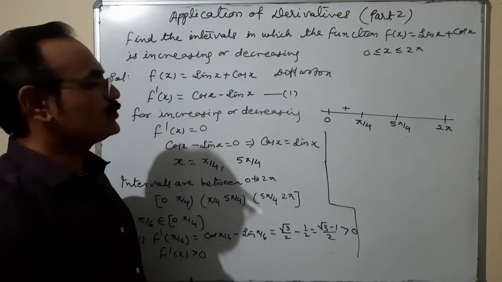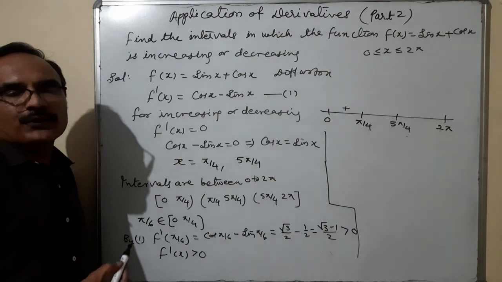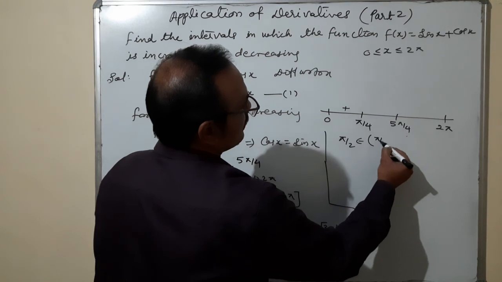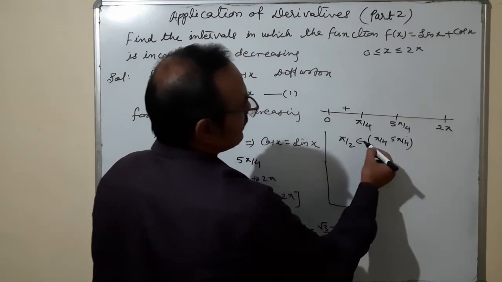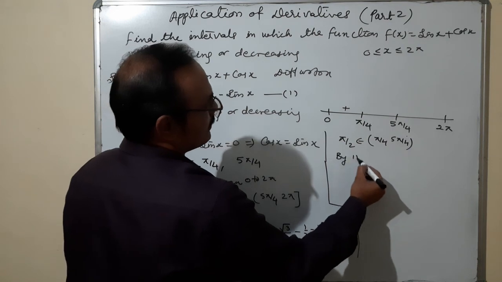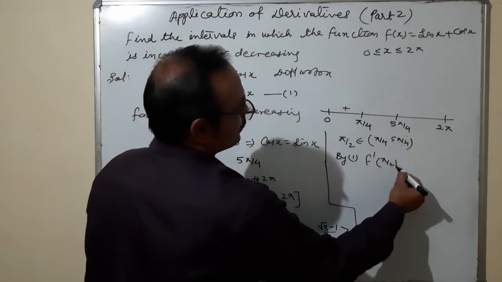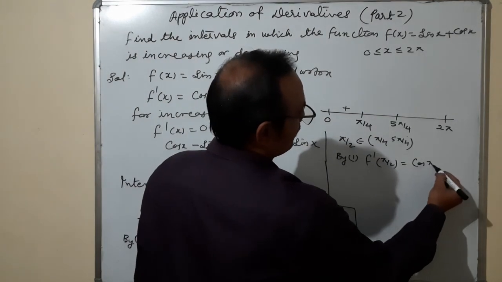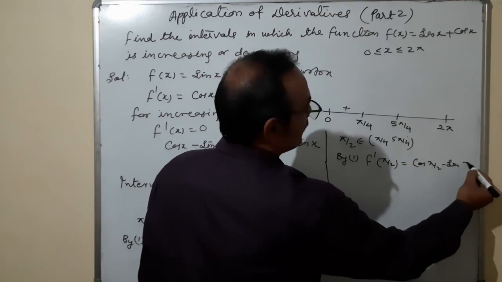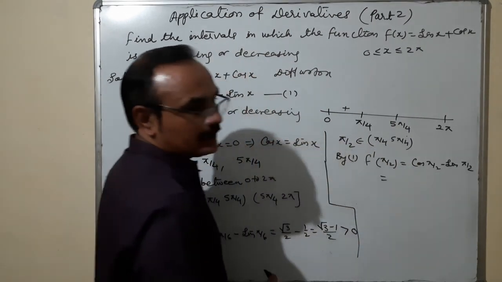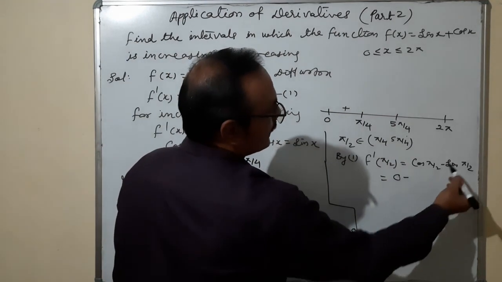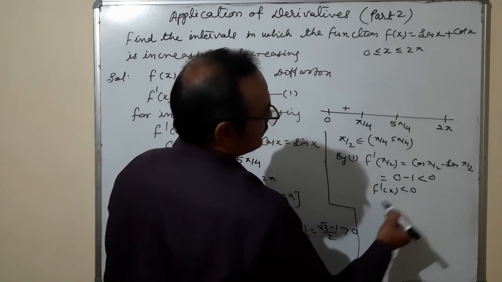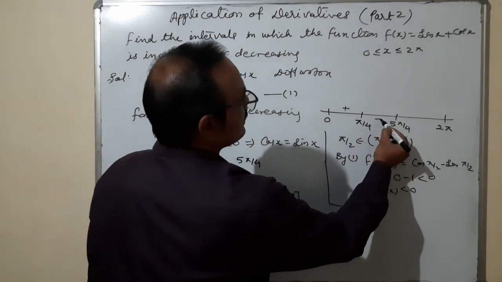Now let us check between 45 to 225. So I want to take pi by 2. Pi by 2 belongs to pi by 4 to 5 pi by 4. Pi by 2 is 90. Again f dash pi by 2 is equal to, here I am going to put the value cos 90 minus sin pi by 2. The value of cos 90 is 0, minus sin 90, it is 1. Minus 1 is less than 0, that means f dash x is less than 0. And f dash x is less than 0, it is decreasing.